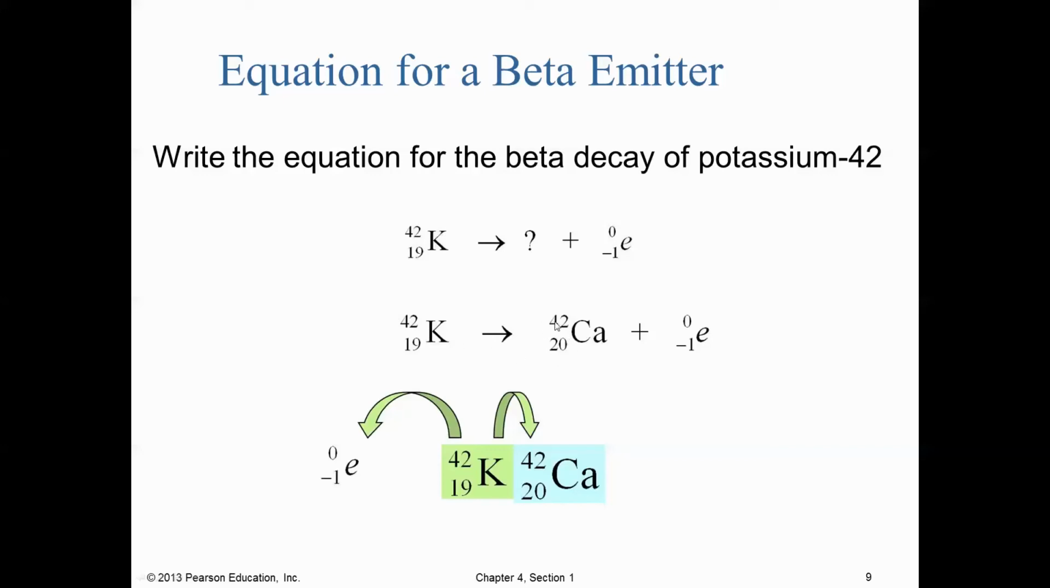So again, 42 plus 0 equals this 42 over here. 20 plus -1 equals 19. They have to sum up to the same thing before and after.